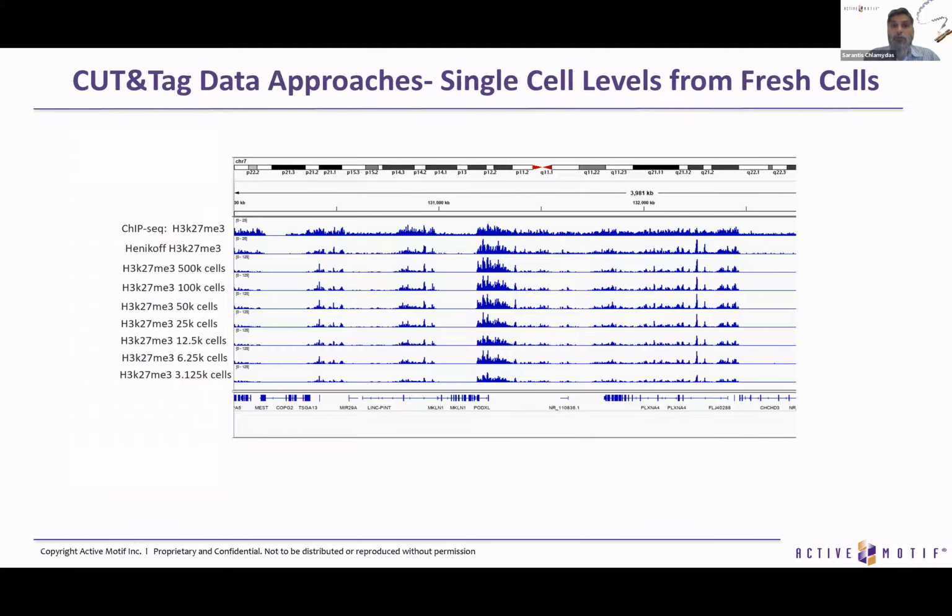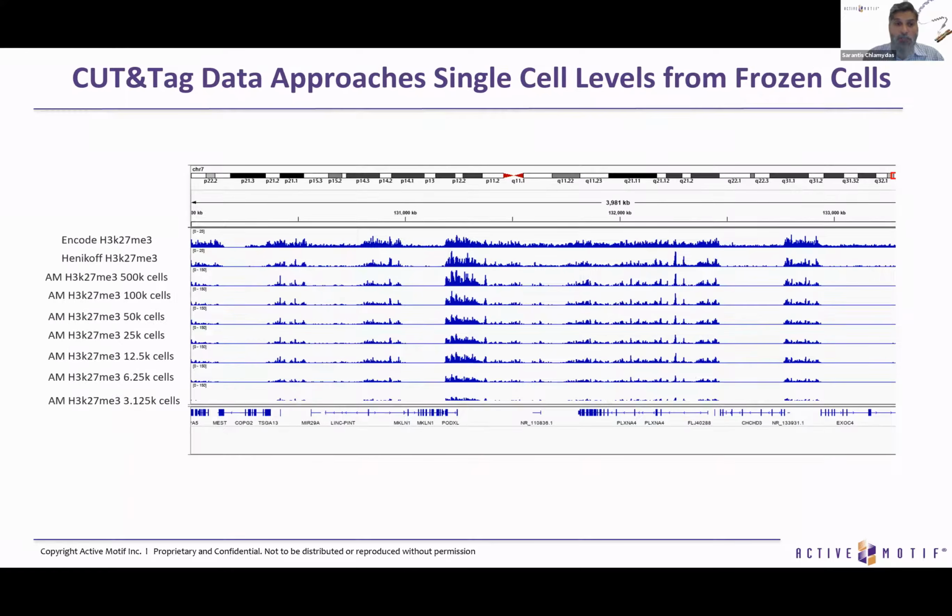We tried different types of cells and different conditions. In that case, we used fresh cells and tried to go down in the number of cells. In this experiment, the first lane is a ChIP-seq with H3K27 trimethylation. The second lane is the CUT&Tag from Henikov's lab. Then we went down in the number of cells. As you can appreciate, for this mark we can use 3 million, and you can go down to 3,000 cells to get really nice data comparable to Henikov's protocol and to ChIP-seq data.